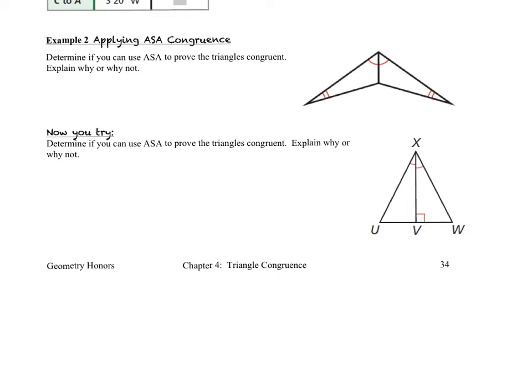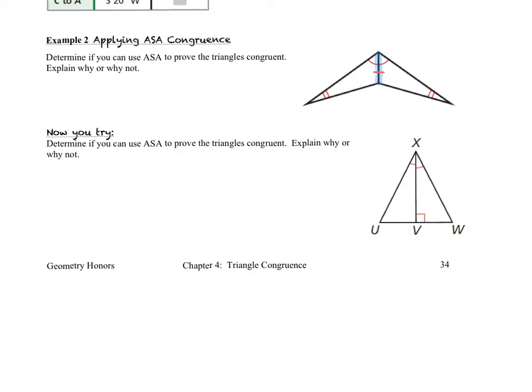Determine if you can use ASA to prove the triangles congruent. Explain why or why not. So remember I told you that the reflexive property was going to be pretty important. We have a shared side here. That I know is congruent to itself. I don't know anything else about this shape.